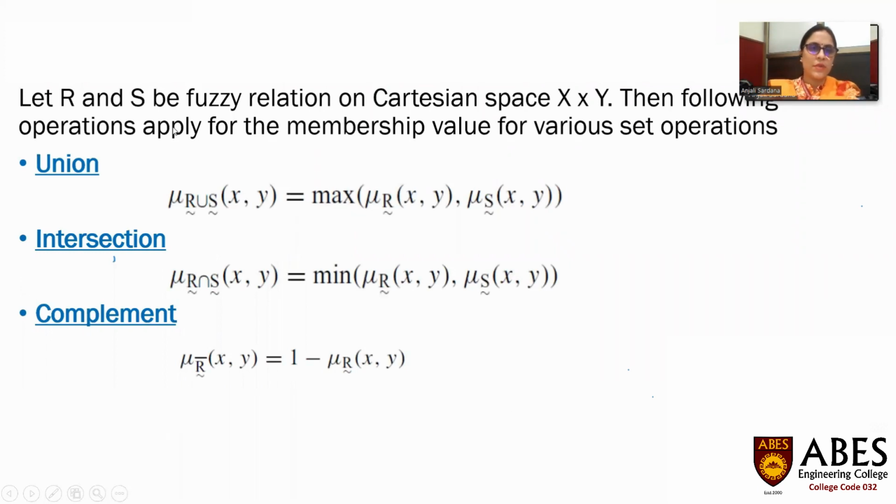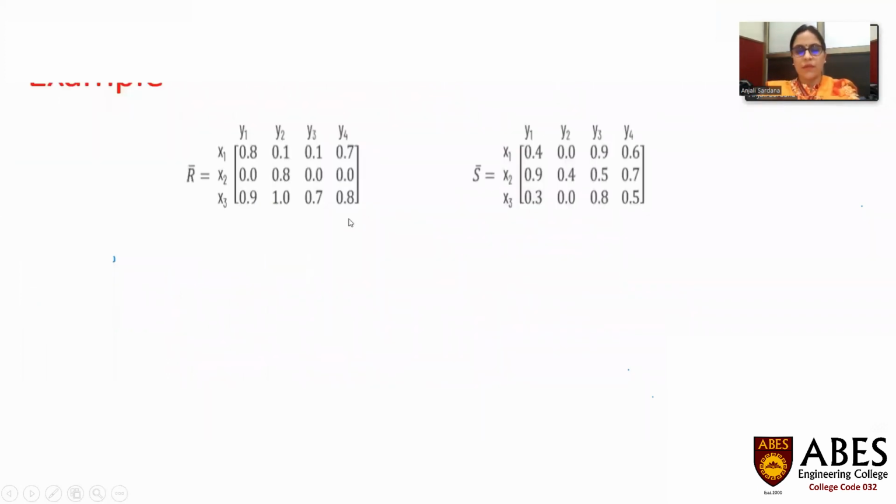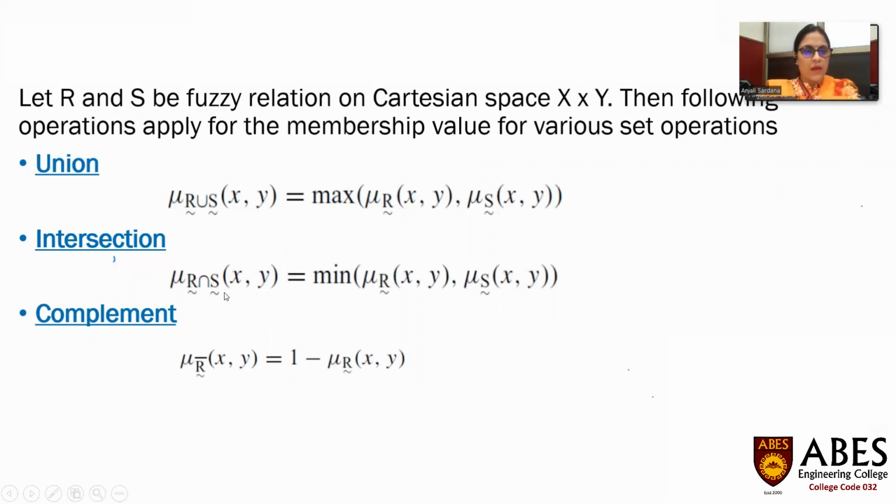Then the different operations that can be performed in fuzzy relations or crisp relations as well. We have different operations such as union, intersection, and complement. The union will be represented as the maximum value of the membership value, and for intersection of the two relations, we'll be taking the minimum value of the respective membership values, and for the complement, I'll be taking 1 minus the membership value. If we have two fuzzy relations R and S on the Cartesian space X cross Y, then the operation can be applied in this way, and the representation would be this way.